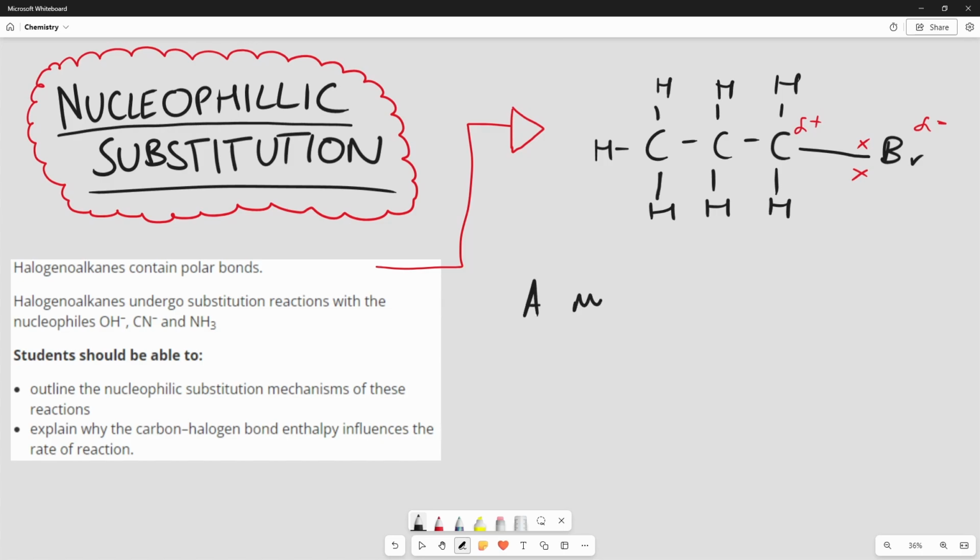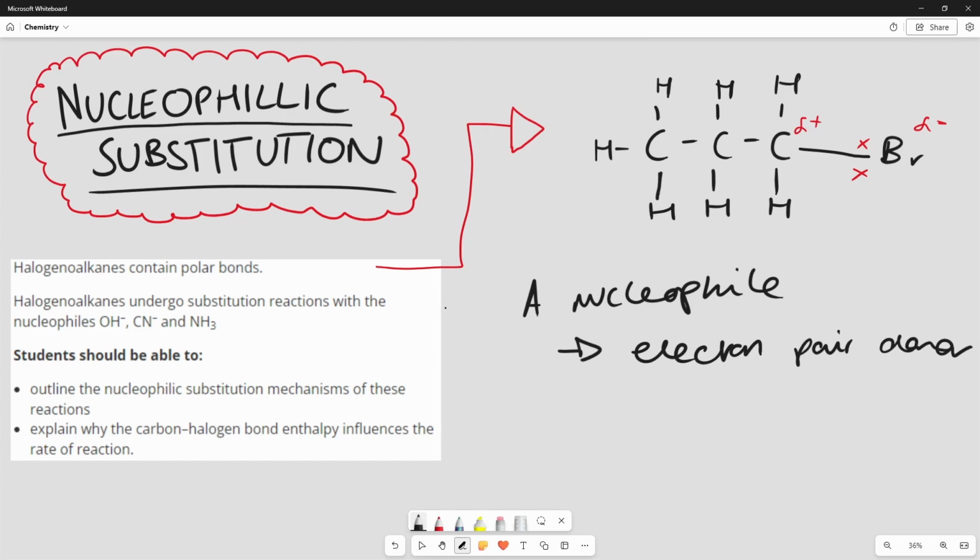So a nucleophile is an electron pair donor. They usually have one or more lone pairs of electrons on them, like ammonia, for example, which has one spare pair of electrons. This lone pair of electrons on the ammonia and other nucleophiles are attracted to the partially positive atoms like carbon because they are electron deficient. That's why halogenoalkanes are susceptible to nucleophilic substitution, because they're polar molecules.